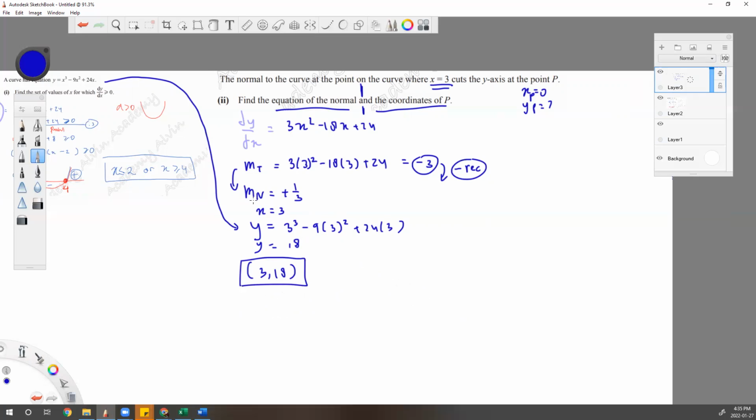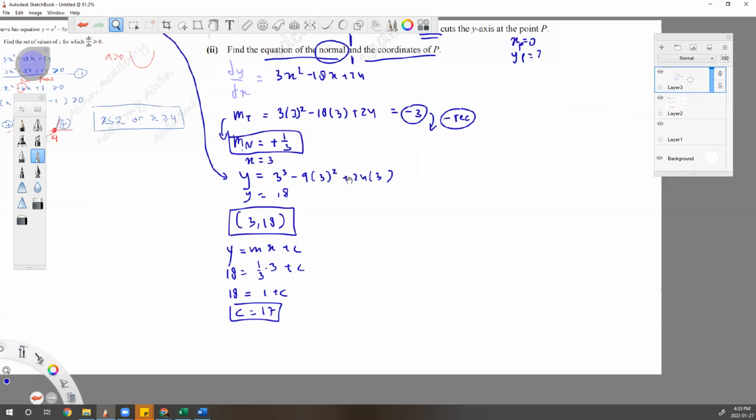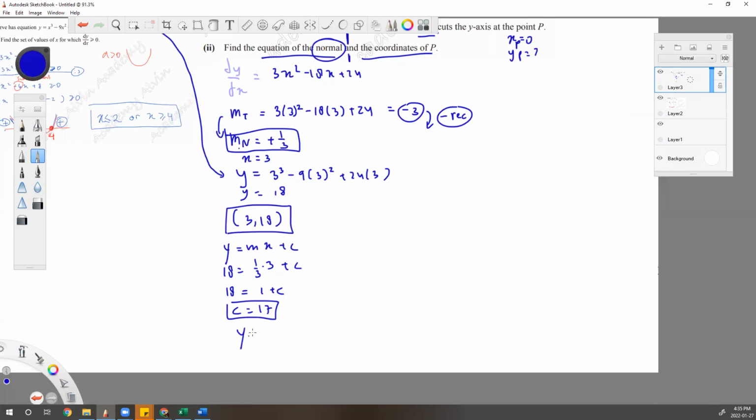So this is the x and y, and this is the gradient. Don't use the tangent gradient. Careful, because the question is asking for the normal. So y equals mx plus c: y is 18, m is 1/3, x is 3, plus c. So 18 equals 1 plus c, so c equals 17. And the equation will be y equals 1/3 x plus 17. That's it.